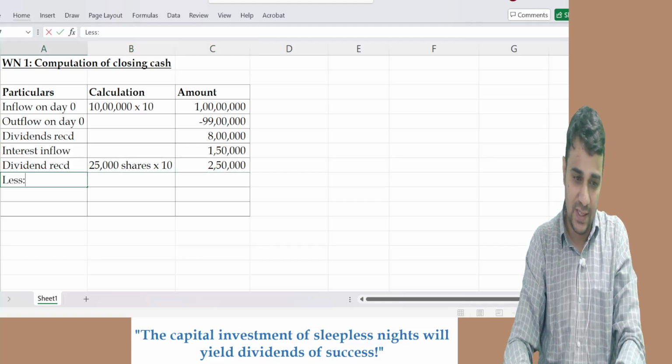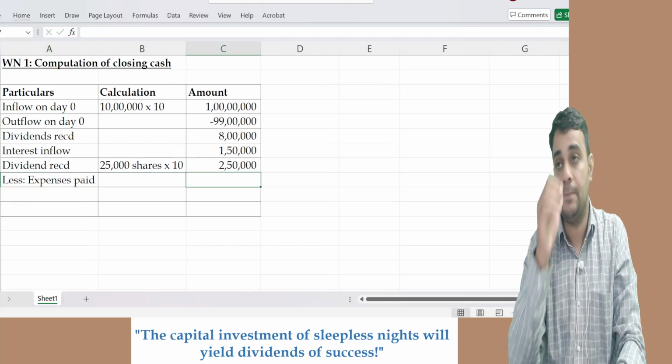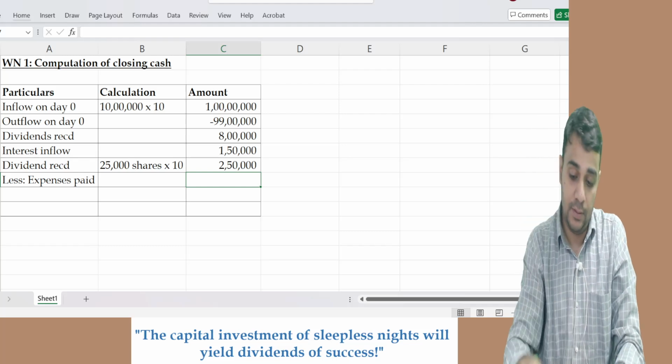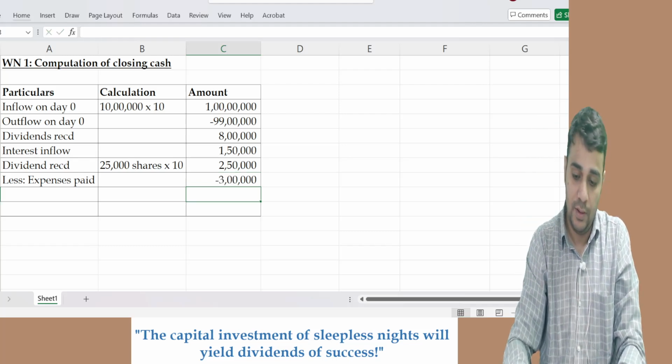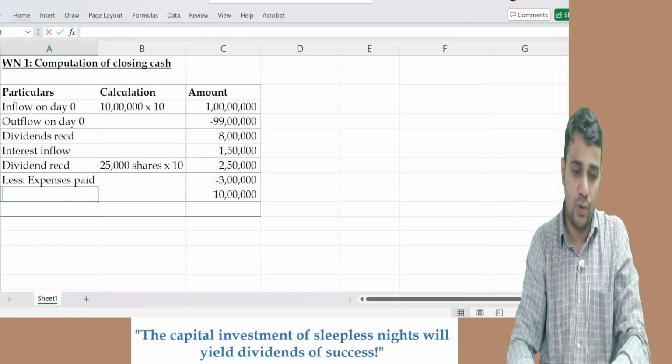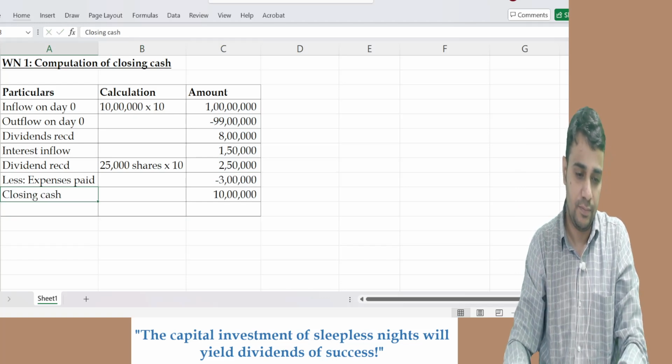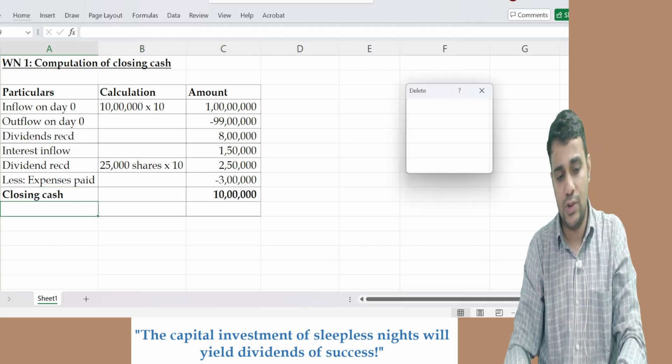Less one expense is there. Expenses paid. Part 1 of the question says expenses paid 3 lakh. You can copy the number. Closing cash 10 lakh.